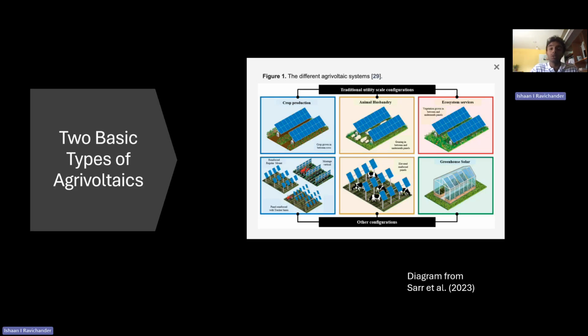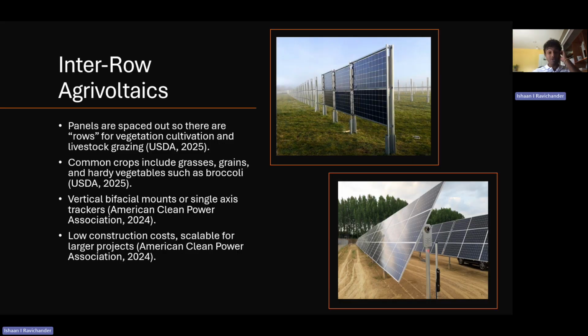Next, I wanted to talk about the two basic agrivoltaic systems, which are inter-row and elevated agrivoltaic systems. Elevated agrivoltaics are like the ones you see in the middle of this diagram, such as for animal husbandry, and the one below it, in which the panels are elevated above livestock or crops. Inter-row agrivoltaics are like the one in the bottom left, interspersed between crop rows, providing ample space for crops as well as more sunlight than elevated counterparts. So now we'll look at these two types in more detail. Let's first look at inter-row agrivoltaics.